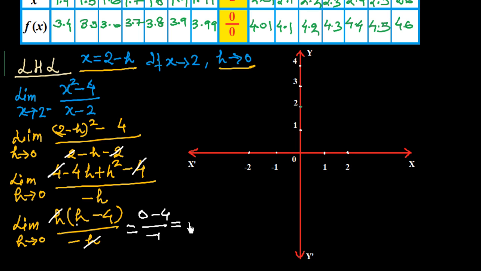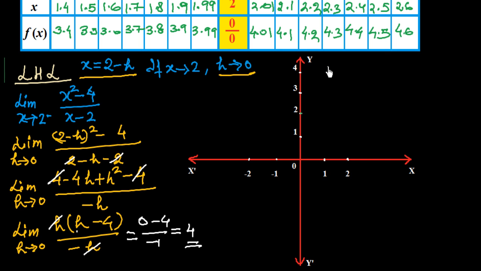So which is 4. The left hand limit of this function x square minus 4 over x minus 2 is 4. Now we can find out the right hand side limit for this also. So if we approach from the right hand side, what would happen? We are taking the same fractional part of that approaching 2. Now we see the right hand limit here. From the right side we are approaching 2.